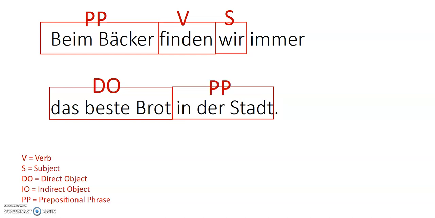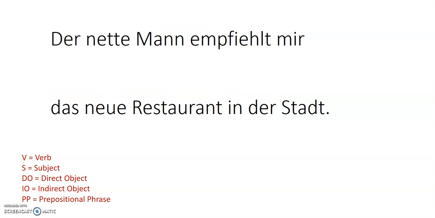This is also a prepositional phrase, but in is not an accusative or a dative preposition. It's considered a two-way preposition. We see this phrase quite frequently throughout the book. We just don't know why it is the way that it is. And then we're left with immer, which is an adverb that expresses time. Always. Next sentence. We have der nette Mann empfiehlt mir das neue Restaurant in der Stadt.